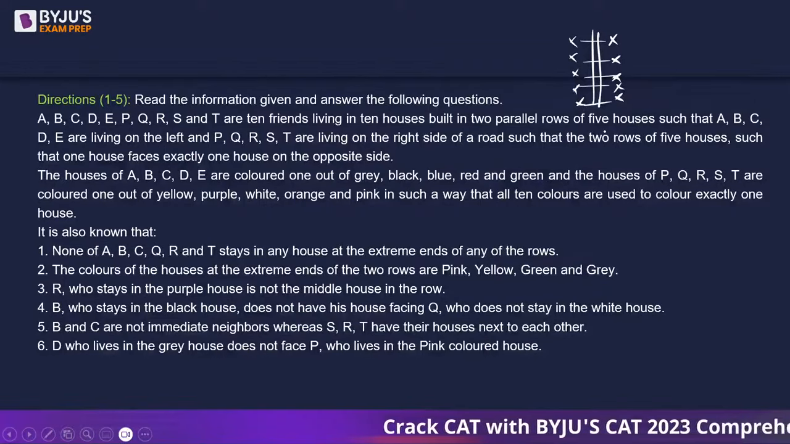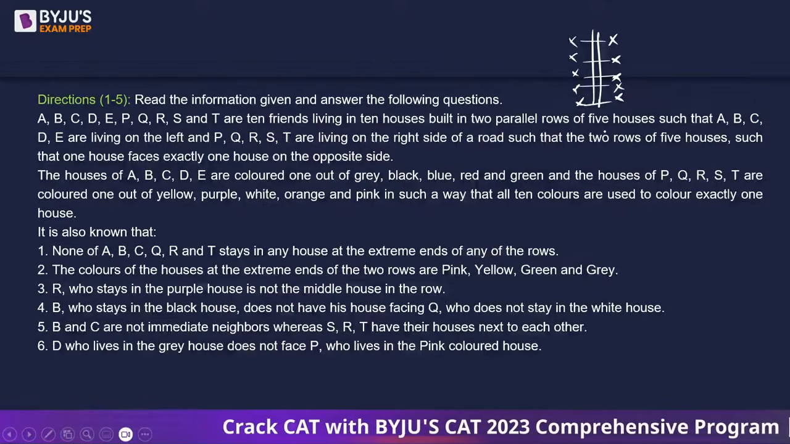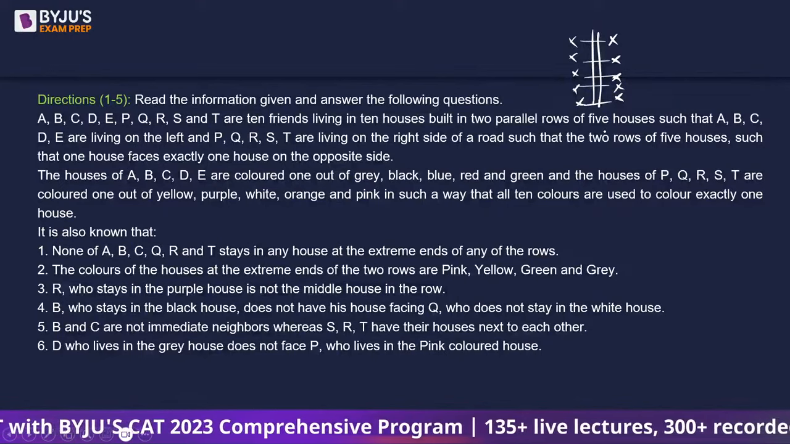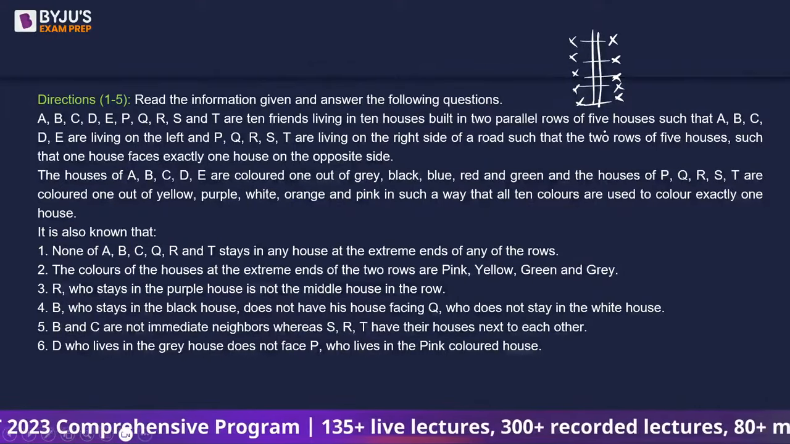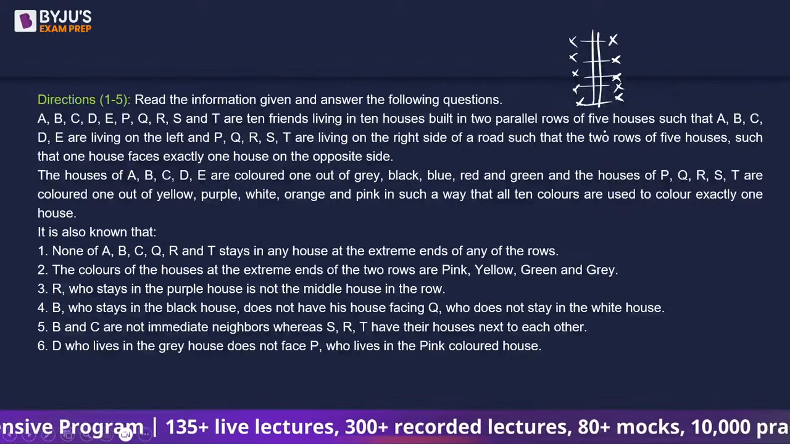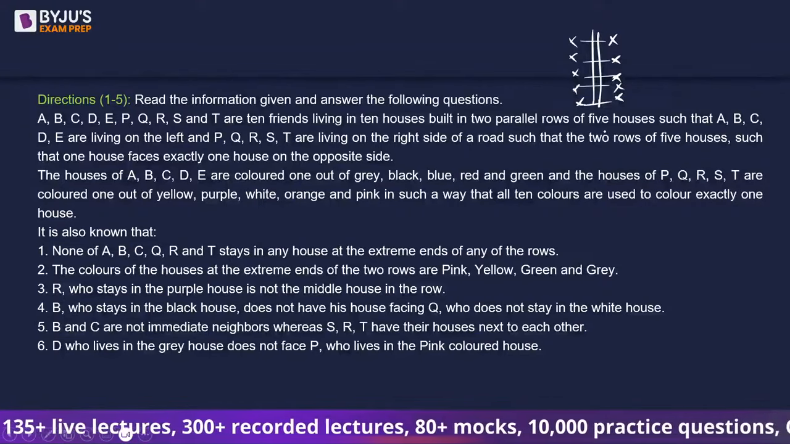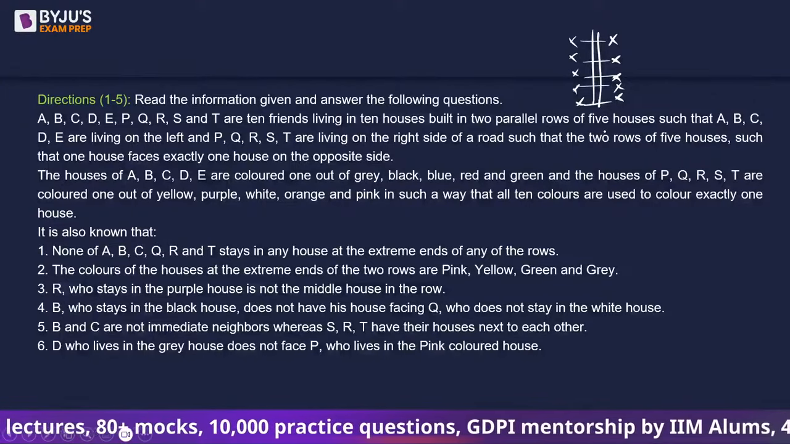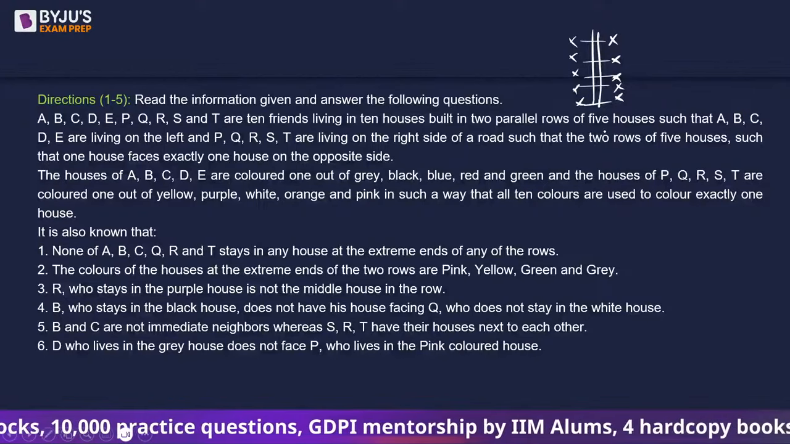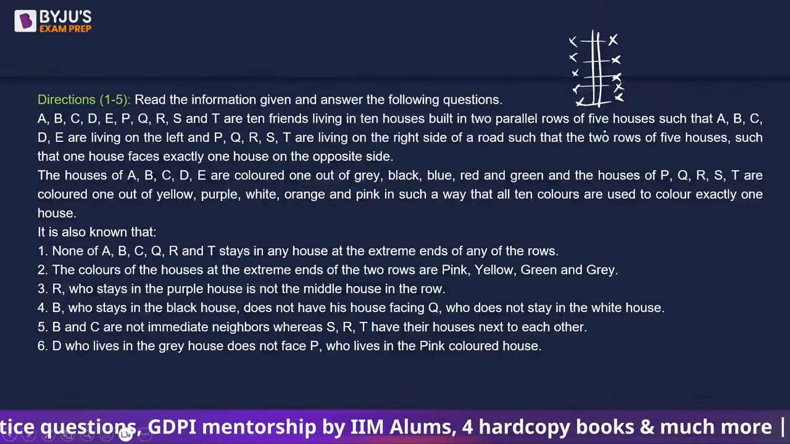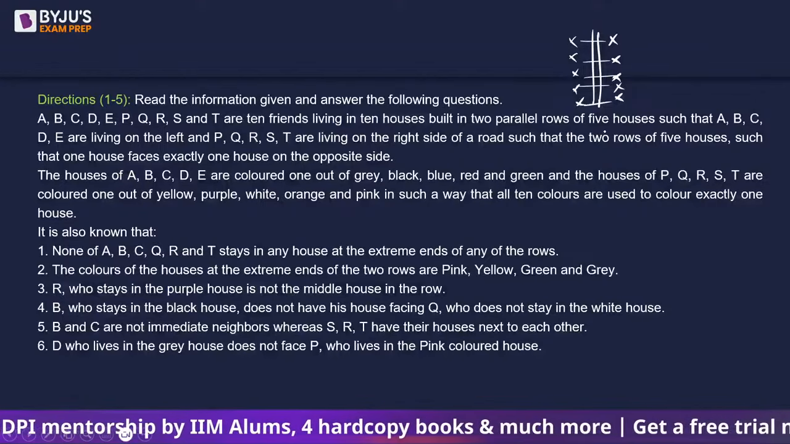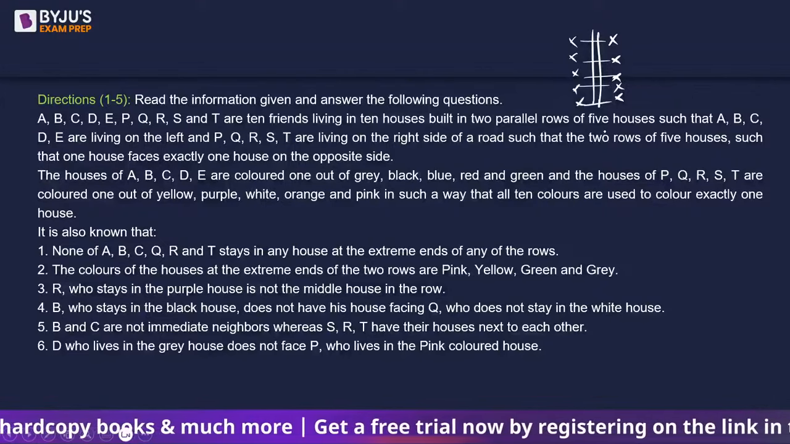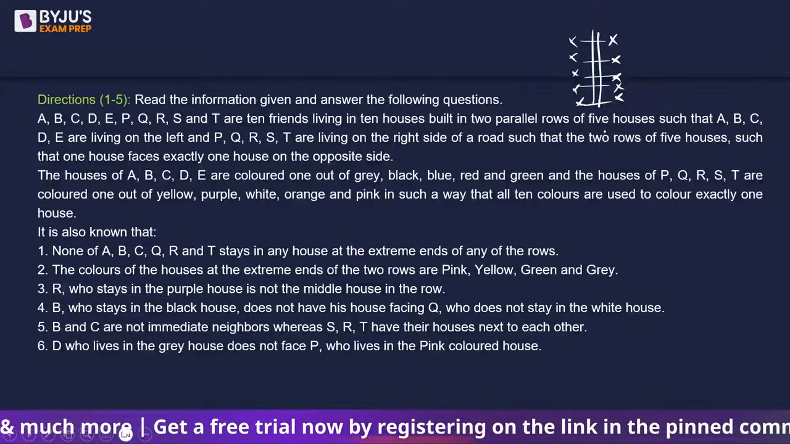The houses of A, B, C, D, E are colored out of these many colors and the houses of P, Q, R, S, T are colored out of these many colors in such a way that all 10 colors are used to color exactly one house. So every house has a unique color, right? It is also known that none of this stay in a house at the extreme ends of any of the rows. The colors of the houses at the extreme ends are these. So this question again comes down to a linear arrangement, but it's not in a line, it's rather in 2 lines, 2 rows. Actually, if you look at the way it is drawn, it's in 2 columns. And then you have to figure out who lives where and what would be the color of their houses, right?